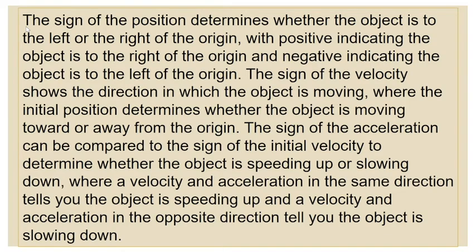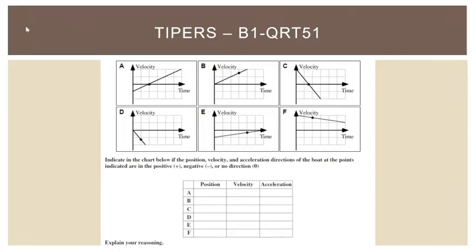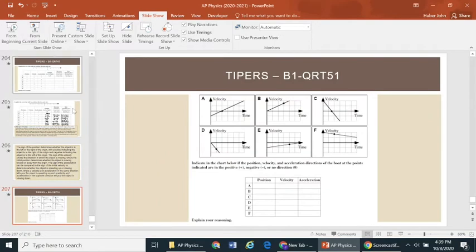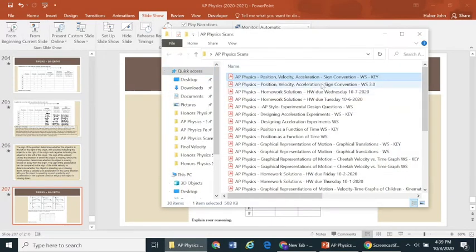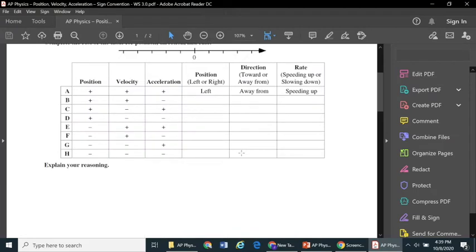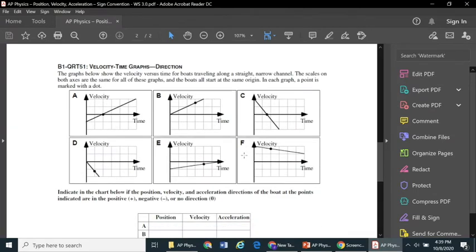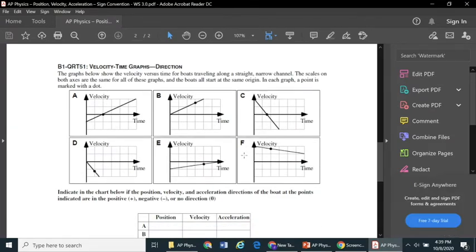All right, let's move on to another one. The next one on this sheet is B1 QRT51. I'm just going to pull it up on the sheet here for a second. On this problem, they tell you the graphs below show the velocity versus time for boats traveling along a straight, narrow channel. The scales on both axes are the same for all of these graphs, and the boats all start at the same origin. In each graph, a point is marked with a dot.